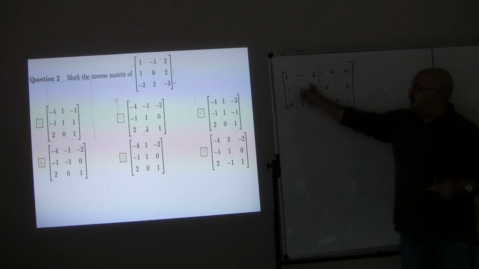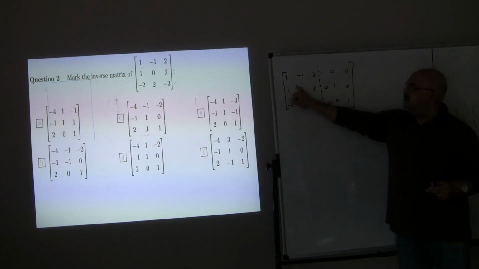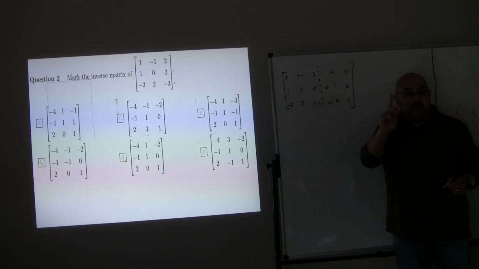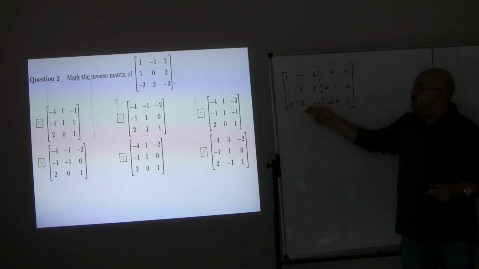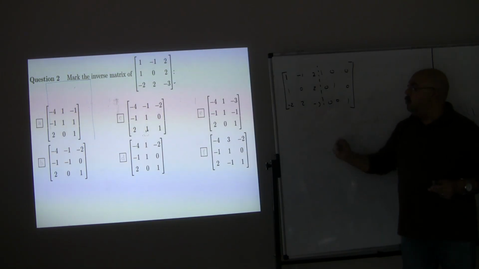In the next step, I will go to this element, which will change, and I will replace it with +1, as you know. Then I force the elements above and beneath it to be zeros. Then I will go to the last number, trying to get it to a +1.